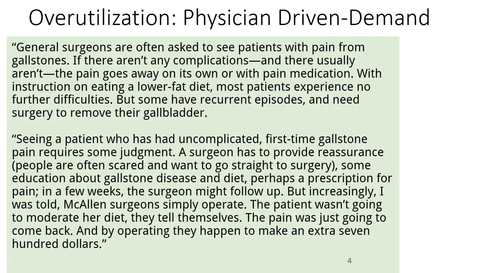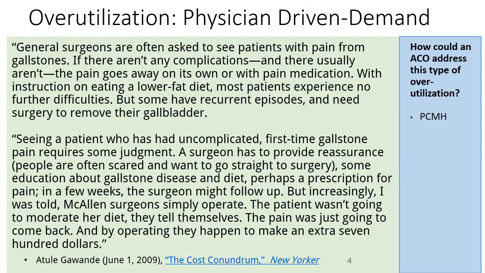So how could an ACO address this type of overutilization? Well, it could first implement a patient-centered medical home or a PCMH to hopefully make the primary care physician a natural first stop in receiving care. Second, it could coordinate care so that conservative treatment before surgery would hopefully be more available and more effective. And finally, it could offer financial incentives for providers to use more cost-effective treatments. Let's talk about each of these strategies and how they would apply in this example.